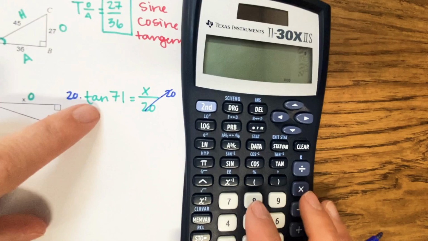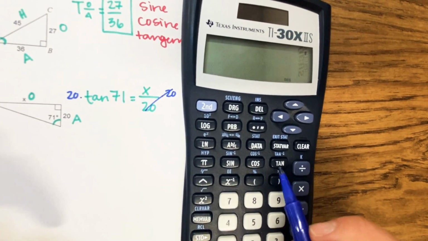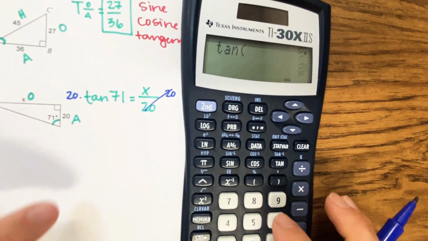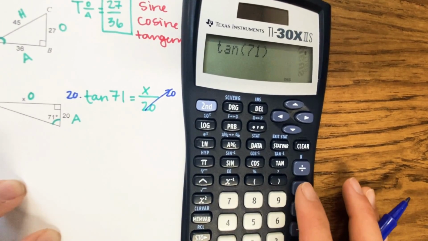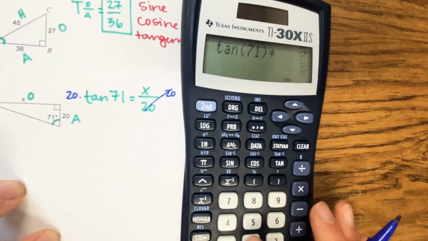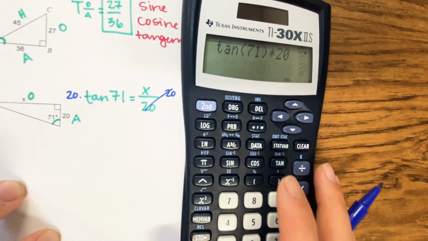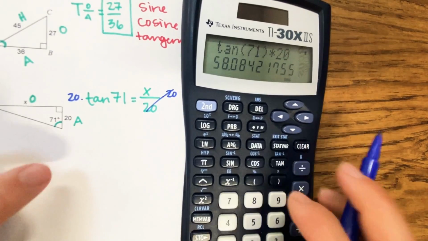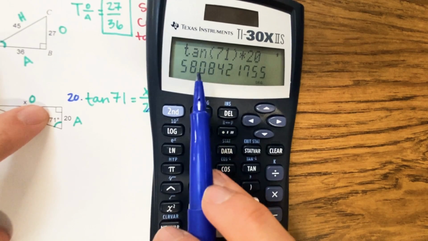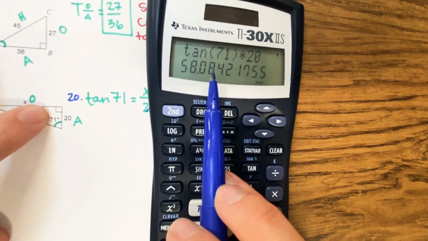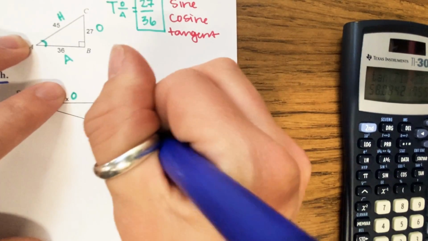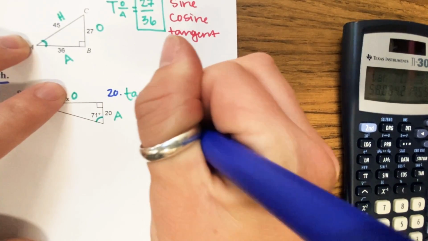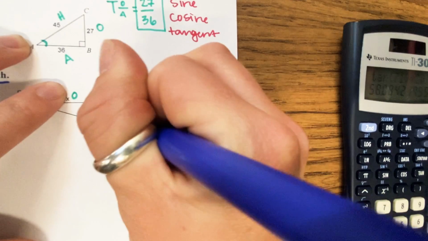Okay, so now you want to find tangent on your calculator. That's right here. So tangent 71, close parentheses, and we're multiplying it by 20. Equals, rounded to the nearest tenth, that means this spot right here. So the 8 behind it turns that 0 into a 1. So x equals 58.1.